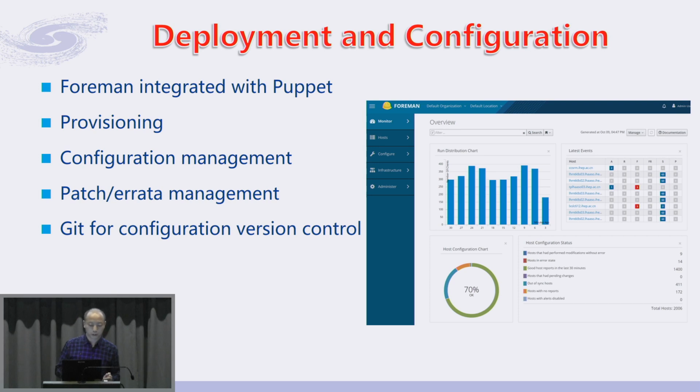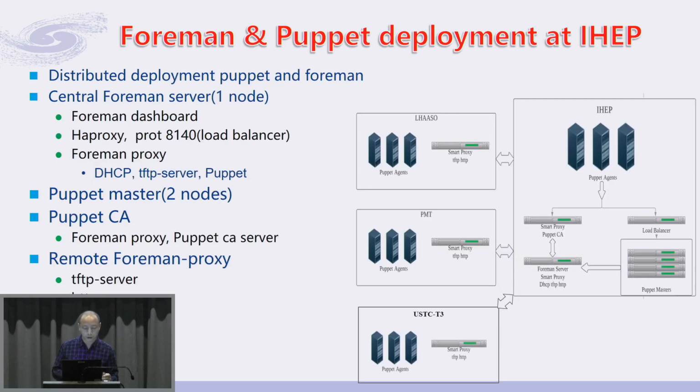We use Foreman for host provisioning and use Puppet for configuration management and patch management, and use Git for Puppet module version control. And this is our Foreman and Puppet deployment in our computing center.